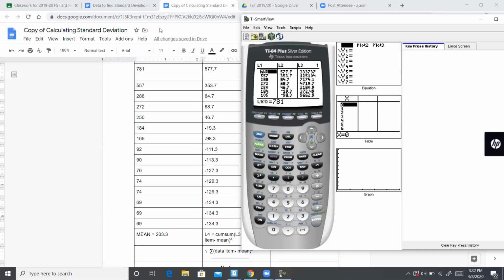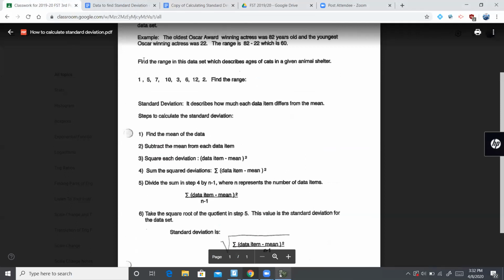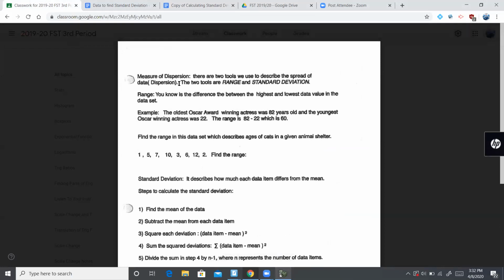Okay, FST students, today we're going to take a look at how to find what's called a standard deviation. So if you go to the post on standard deviation, today we're going to look at what's called measure of dispersion. There are two tools that we use to describe the spread of the data, which is obviously dispersion.